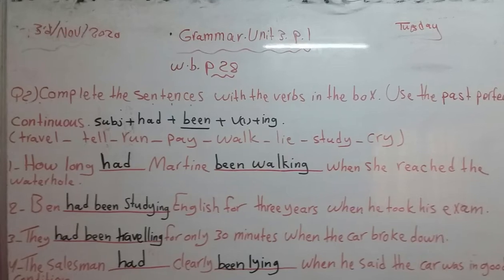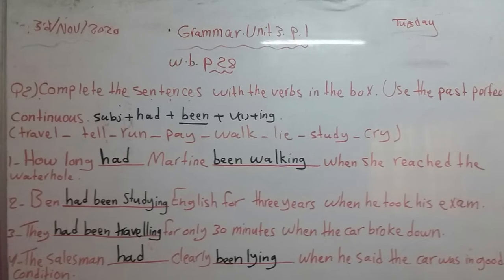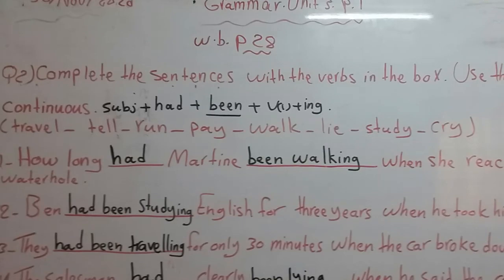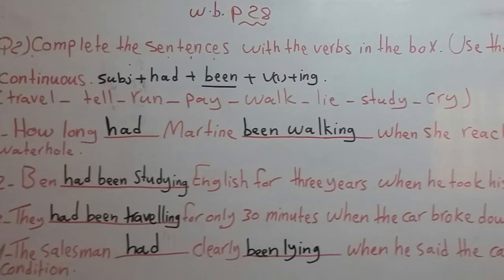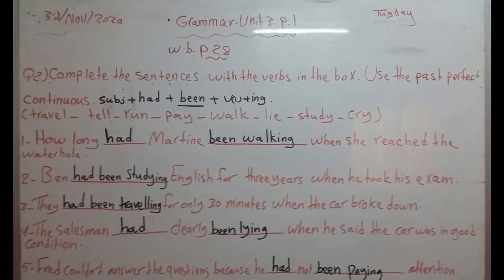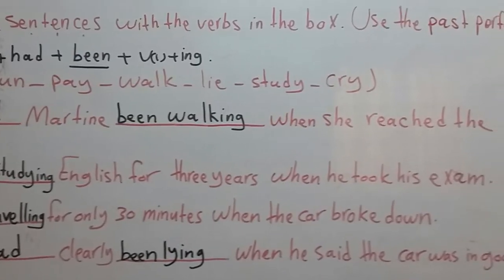Number two: Ben gap English for 3 years when he took his exam. لحظة هون في عندي phrasal time عبارات وقتية. كأنه في إشي كان مستمر، يعني كان مدة طويلة مستمر. بحكي had been. The appropriate verb here is study. I add ing to study. بصير studying English for 3 years when he took his exam. يعني I understood from this sentence that he had been studying English for 3 years before he took his exam.